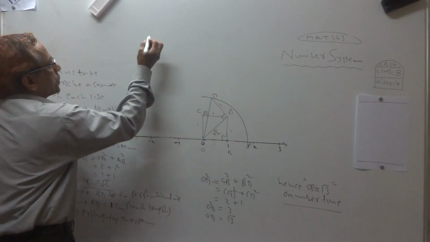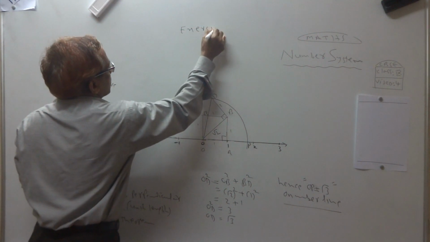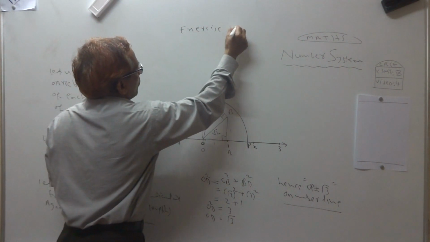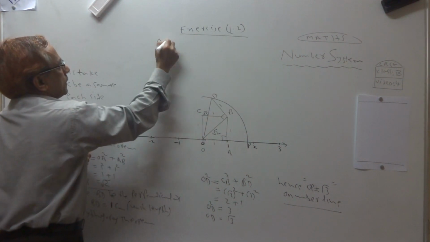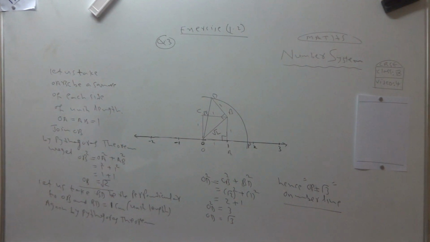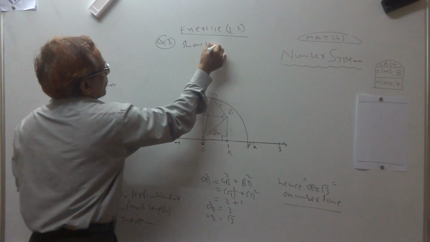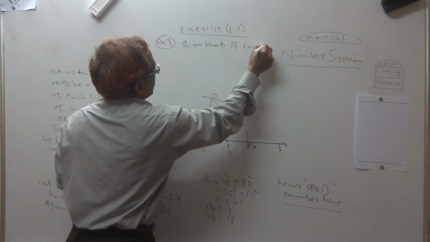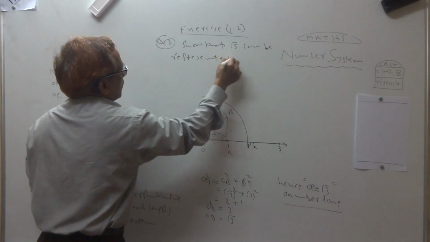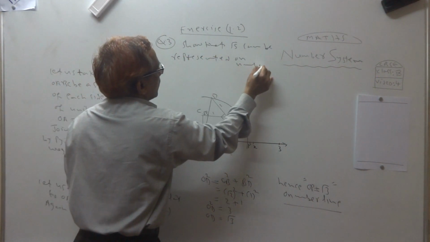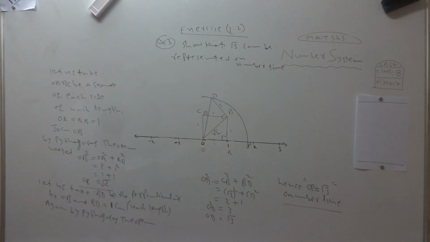Yes, see, we have one question. This exercise 1.2, we have question number 3. Question 3: show that root 5 can be represented on the number line. So how do we do this? Root 5 question.